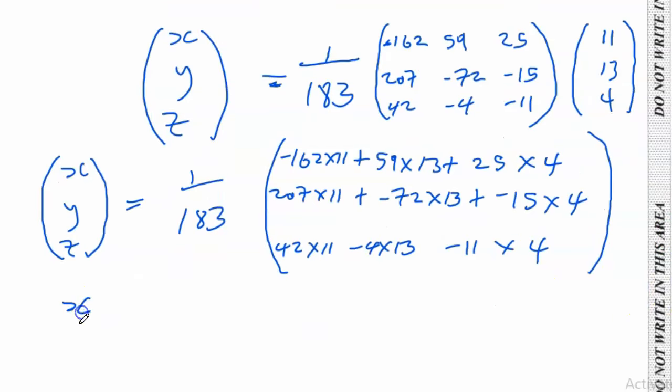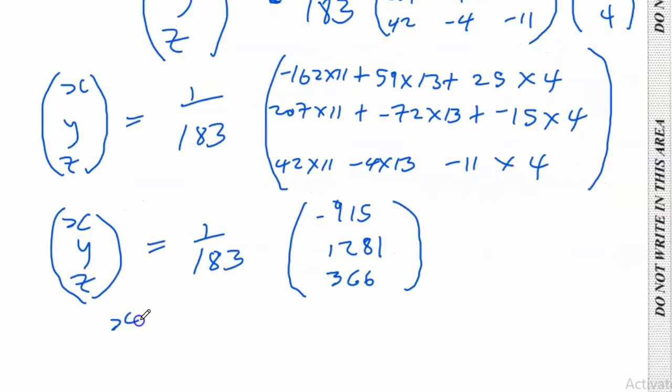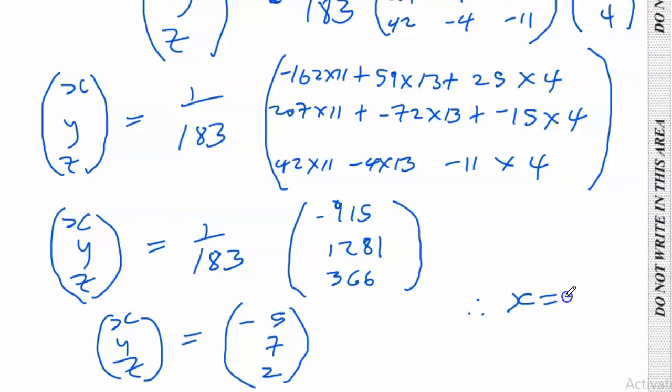on each of them. So we have XYZ is equal to 1 over the determinant into the top row, which works out to minus 915. The second row works out to 1281. And the final row works out to be 366. So this means that XYZ is equal to, you divide each term in the matrix by 183. So we end up with minus 5, 7, and 2. So therefore, x equals minus 5, y equals 7, and z equals 2. Let's move on.